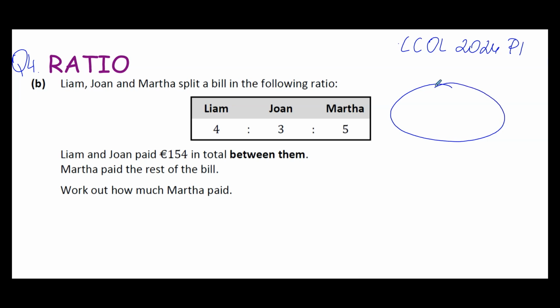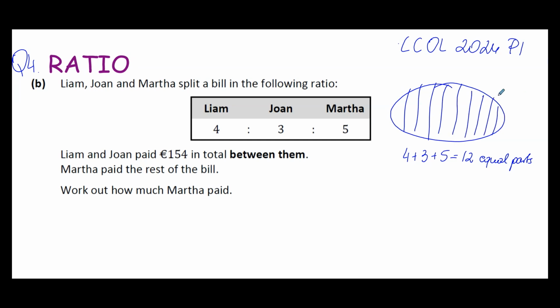How do I know how many parts? 4 plus 3 plus 5. That will tell me that if I add all of them together, I have 12 equal parts. So everything in this case, the bill, is divided into 12 equal parts. Now, I didn't count, that's probably not 12, but that's not the point.